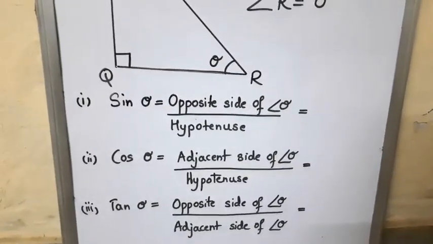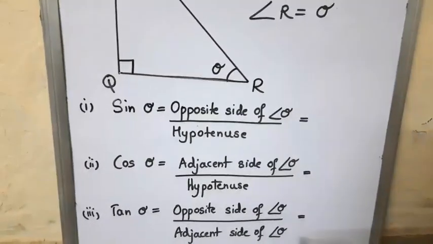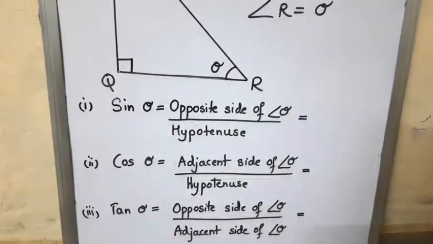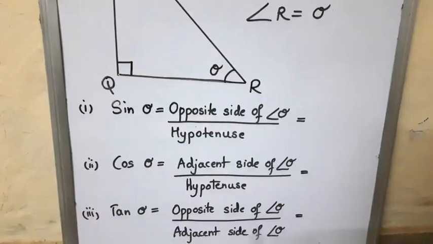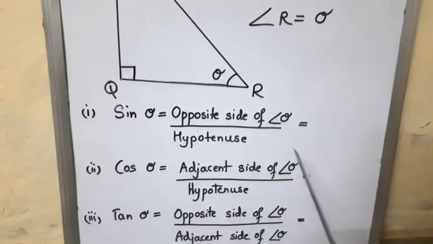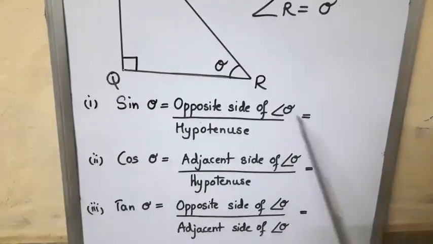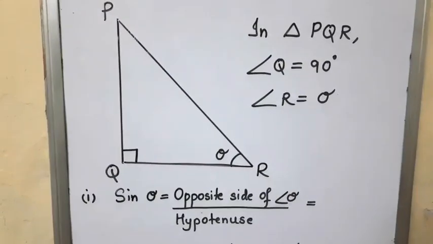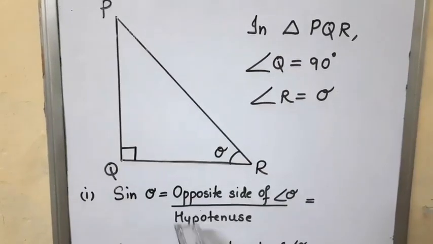These are the three ratios you have to learn by heart. These ratios will be used in upcoming problems. For all questions and answers we will need these ratios. So always learn these ratios by heart. Now let's see how to solve this ratio.